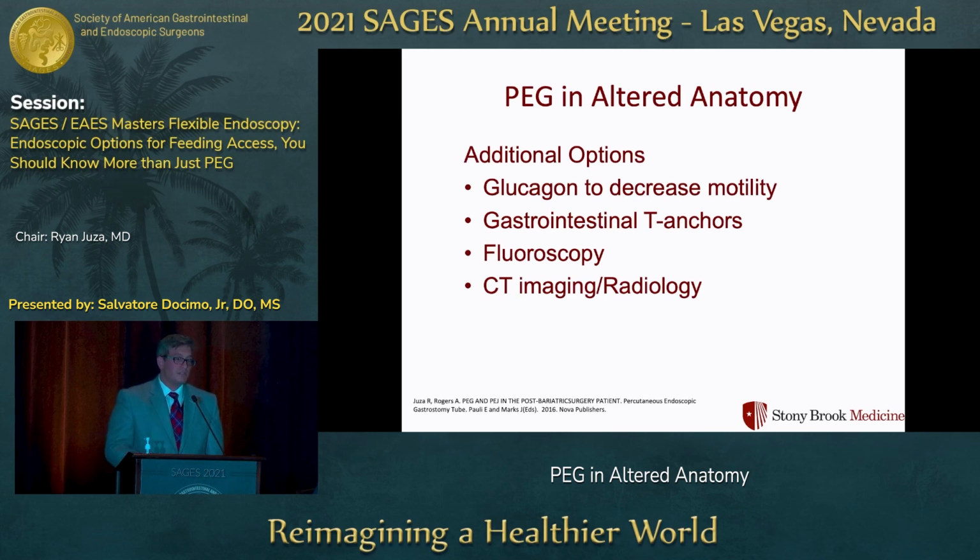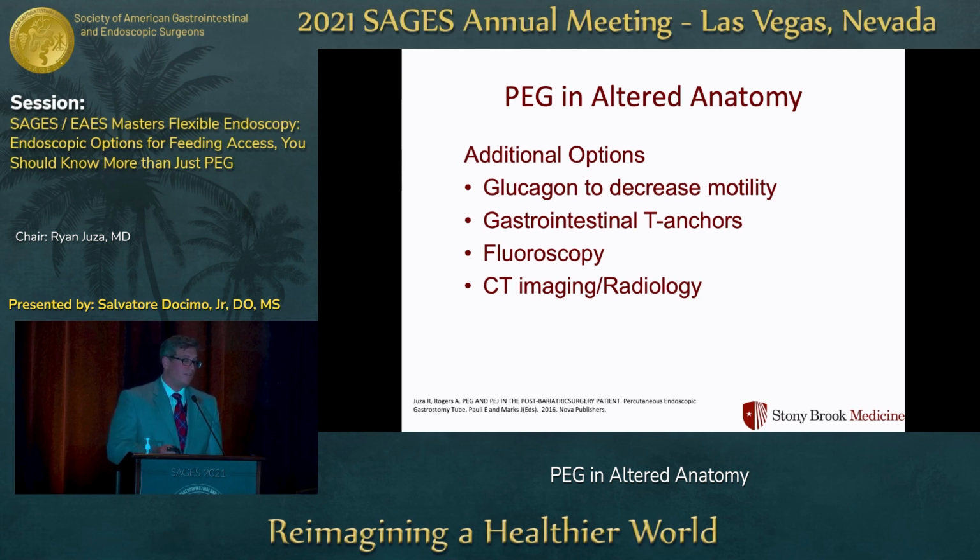Other options to keep in mind as well, if you're going to be placing a feeding tube into the jejunum in a bypass patient, are some things to consider such as the use of glucagon, which can decrease motility and gives you a little bit more steady or calm bowel when you're trying to do your safe tract or your one-to-one motion.